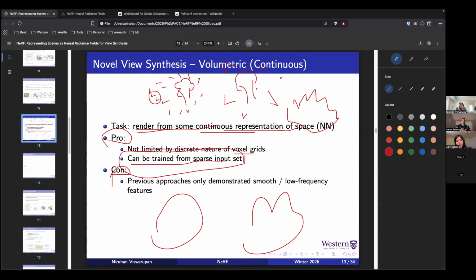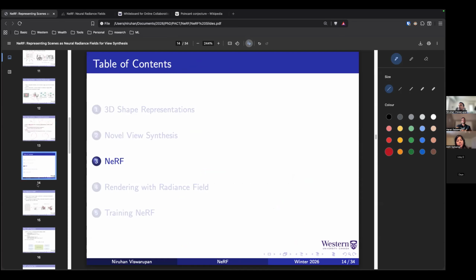Yeah, so right, some notion of sparsity, as you mentioned. We don't have continuous information in the 2D image, but in 3D we have continuous information.